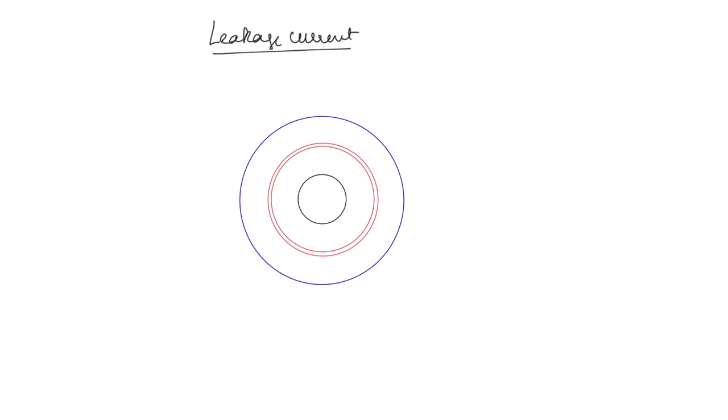If you consider this diagram, this is the core and this blue color here is the boundary of the insulator. That means this entire region is the insulator. So forget about the red lines for now. Now what is happening? This is where the leakage current comes into the picture. The insulator will allow some current to flow through it. Even though the amount is very negligible, it will still be present.